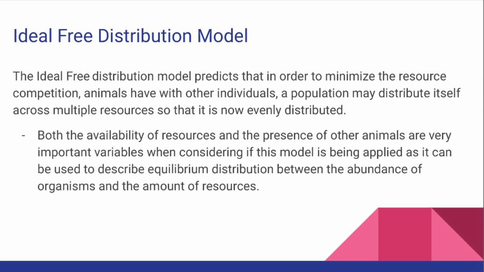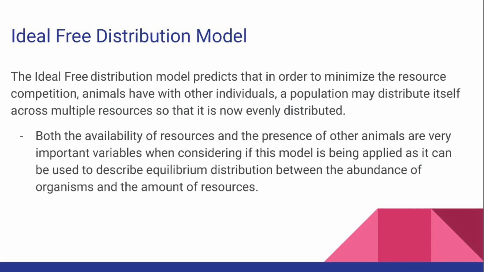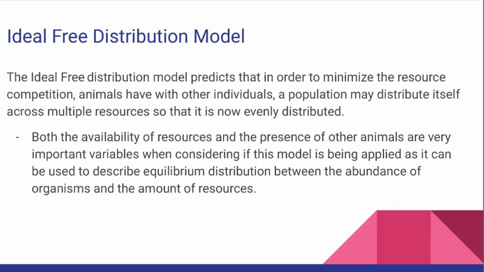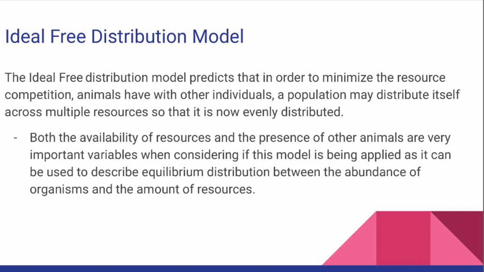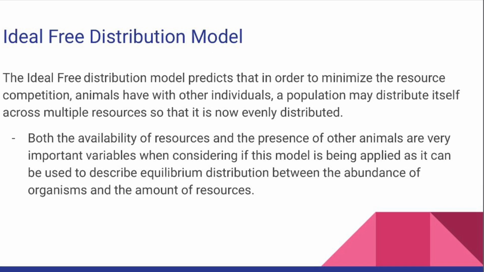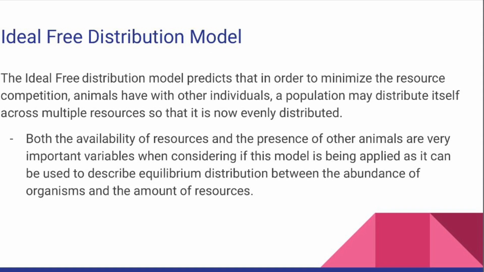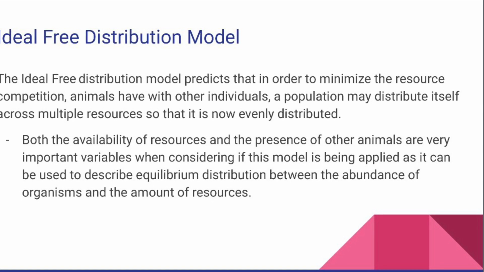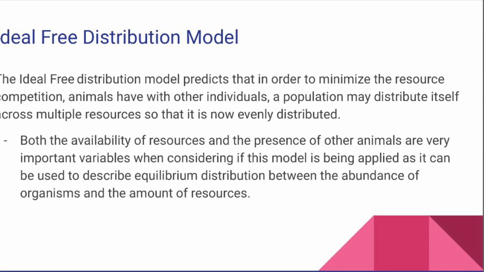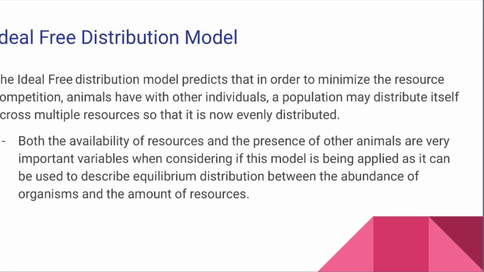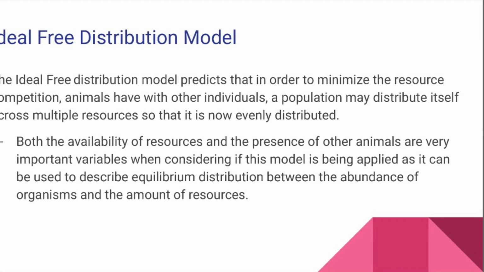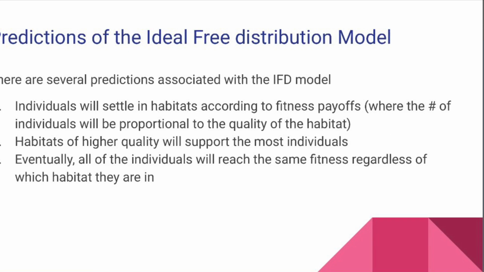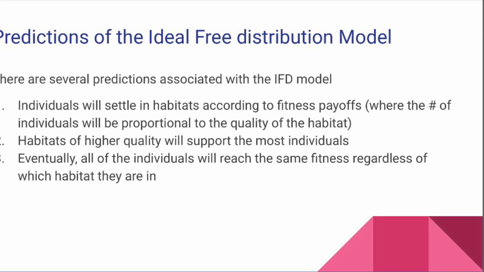The ideal free distribution model predicts that in order to minimize the resource competition animals have with each other, a population may distribute itself across multiple resources so that it's evenly distributed. Both the availability of resources and the presence of other animals are very important factors and variables when considering if this model is being applied, as it can be used to describe equilibrium distribution between the abundance of organisms and the amount of resources. There are several predictions associated with this model.